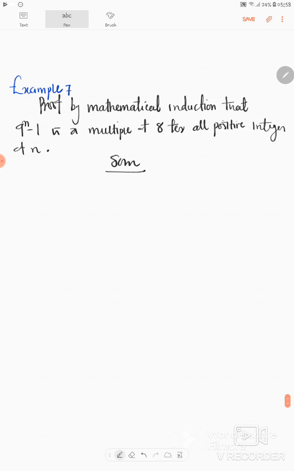Mathematical induction is basically simple because it just has 3 steps. It just looks like a puzzle. First step, n equals 1. Second step, n equals k. Third step, n equals k plus 1. Now let's start with the first step. First step says what? Step 1, that is n equals 1.